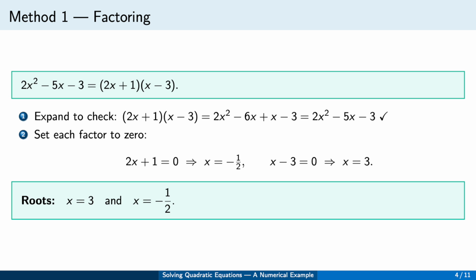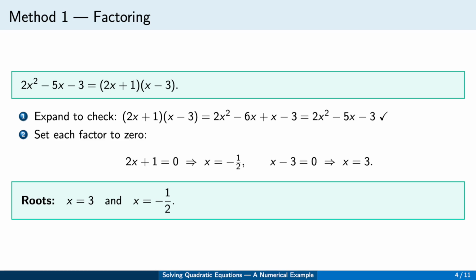Try 2x plus 1 multiplied by x minus 3. Expand to check. 2x times x gives 2x squared, 2x times -3 gives -6x, plus 1 times x gives plus x, plus 1 times -3 gives -3. Combine the middle terms to get -5x, so it matches perfectly.